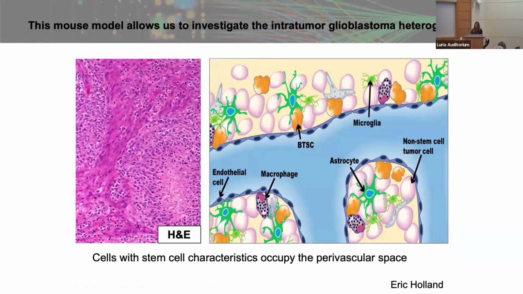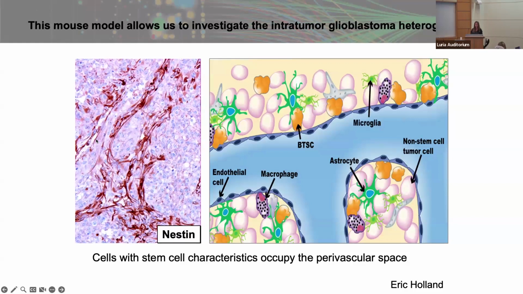And we can then use this mouse model to very carefully characterize the microenvironment and the dynamics of radiation response of different subsets of cells within this mouse model. And so if you just stain for H&E, for instance, you can see that you have endothelial cells here in the middle of this glioblastoma. Cells line the endothelial cells all around.